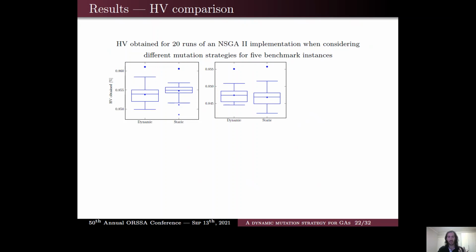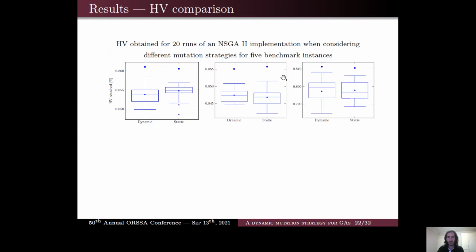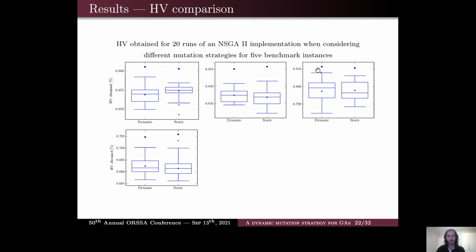For Mumford 0, we see that on average of the 20 runs, the dynamic proves better, but the static did perform better overall when merging these 20 runs as non-dominated sets and getting an overall non-dominated set. That is denoted by the top filled circle. And then for Mumford 1, we see that on average they're roughly the same, but the dynamic has a better overall performance.